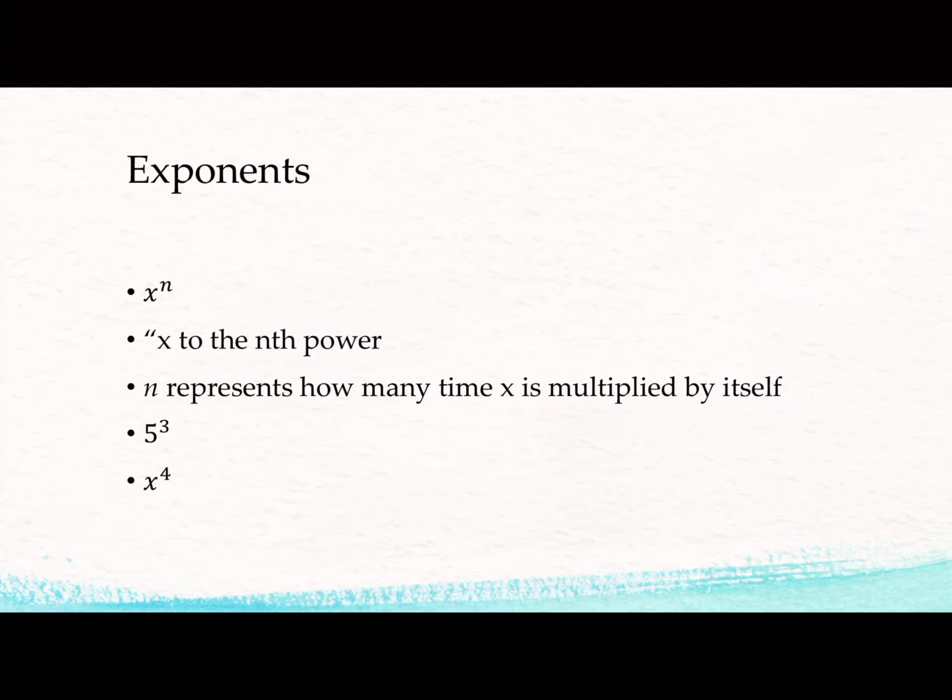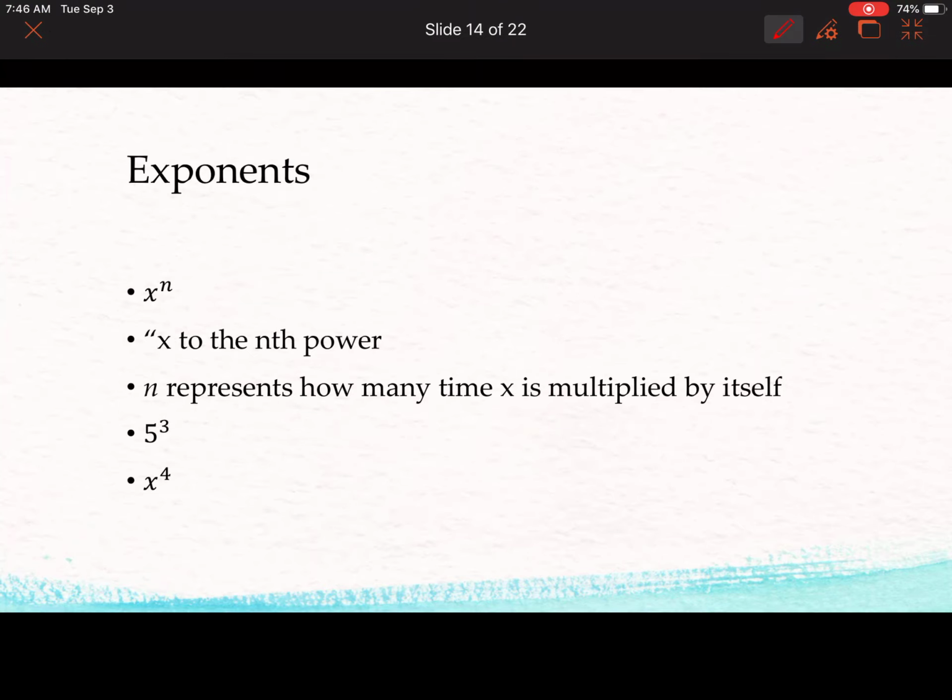So first thing we're looking at, and we kind of talked about it in the last video, is exponents. Exponents are written as x to the nth power, and that's the way we say it as well. So n represents how many times x is multiplied by itself. We see the example of 5 to the 3rd power. If we go back to our memory of what we've learned in the past, that means we're taking 5 and multiplying it by itself 3 times. So 5 times 5 is 25, and then I can just take that times 5, which equals 125.